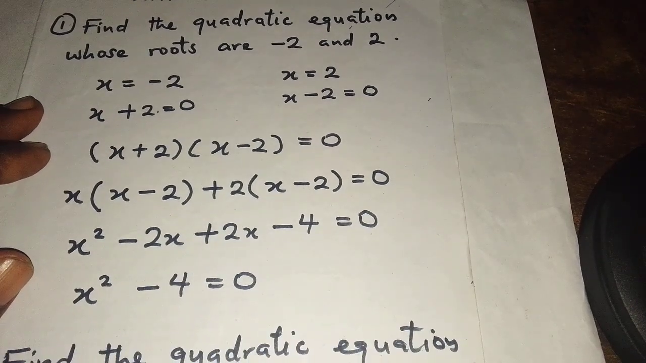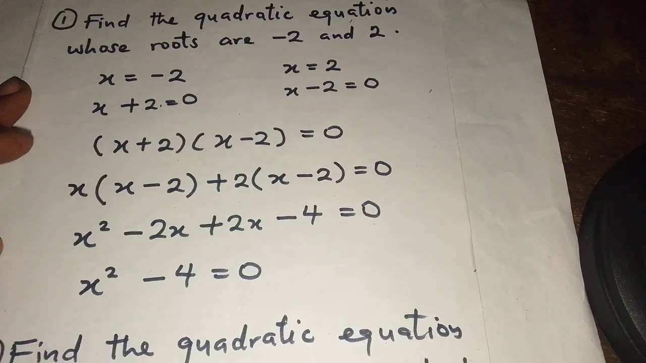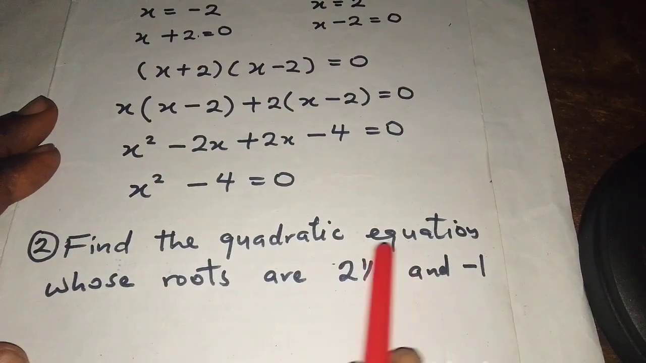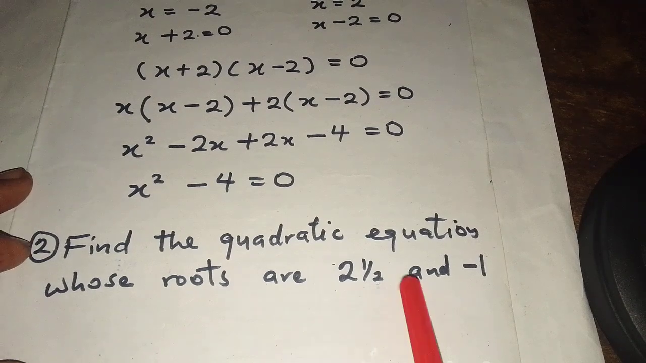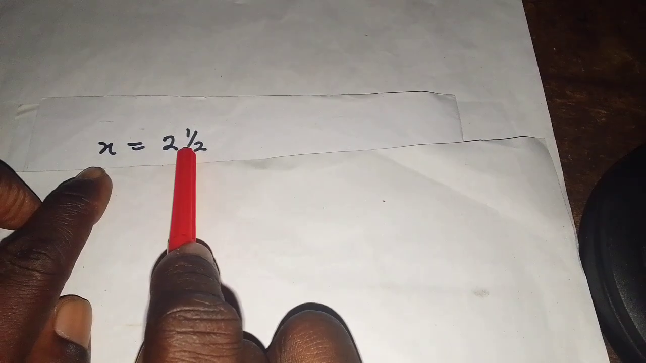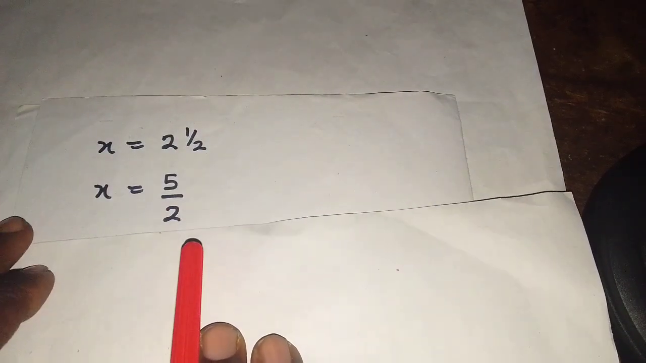Let's look at another example. Find the quadratic equation whose roots are 2 and a half and -1. So let's start with the 2 and a half. When you write this as an improper fraction, 2 times 2 is 4, 4 plus 1 is 5, making 5 over 2. So x is equal to 5 over 2.